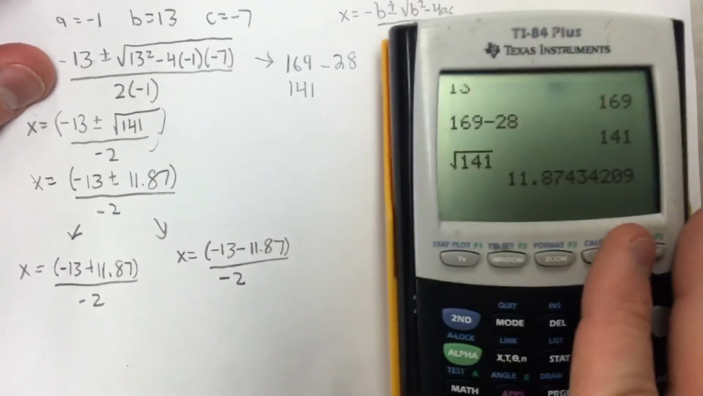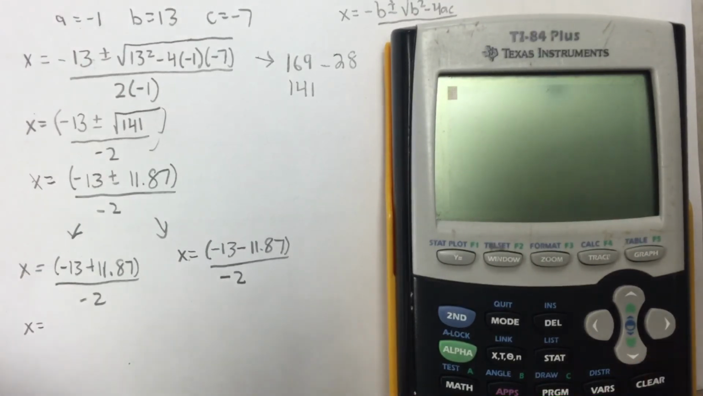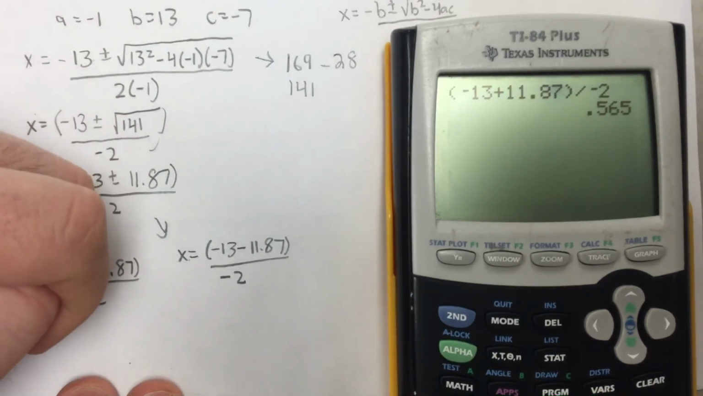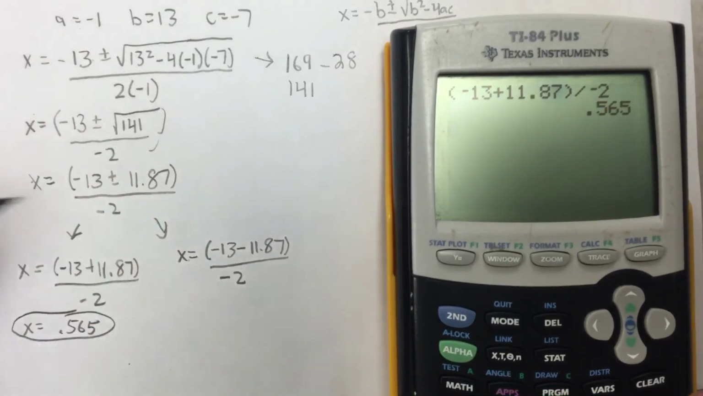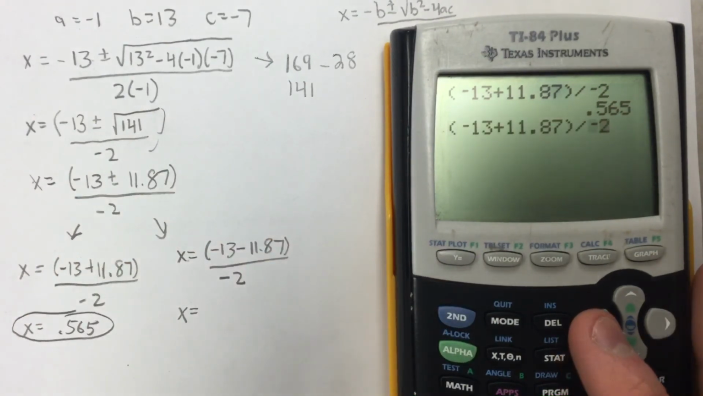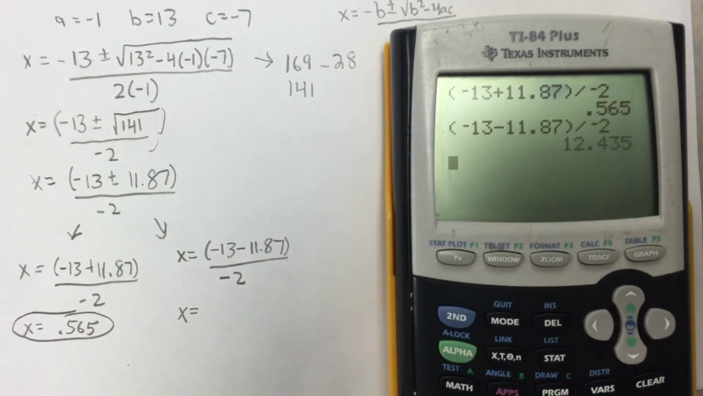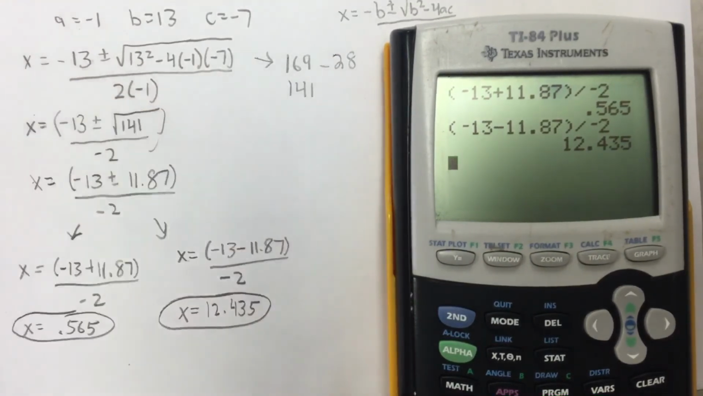And now we're ready to type them in. Again, make sure you're using the parentheses when you type it in. Negative 13 plus 11.87 divided by negative 2. And we get 0.565. Same thing, but now we have a minus 11.87 instead, which is 12.435. All right, so that's our quadratic formula. Hopefully that song gets stuck in your head.